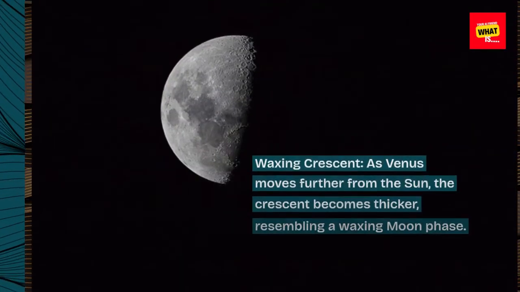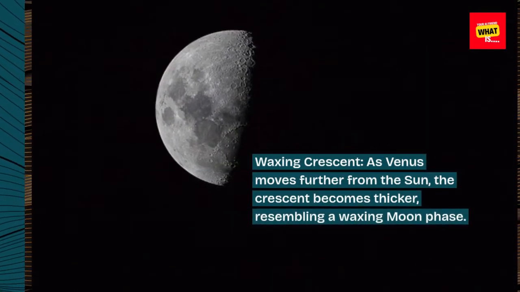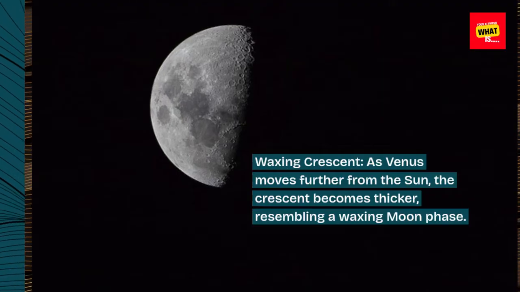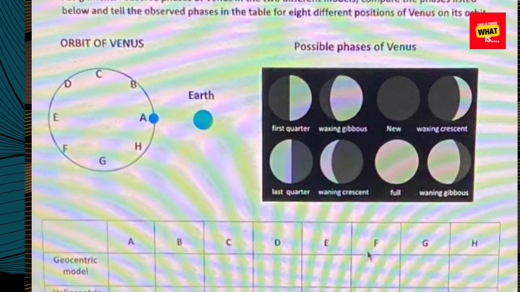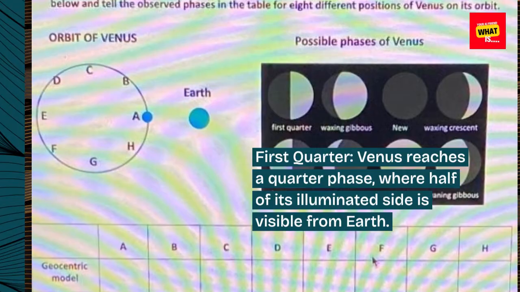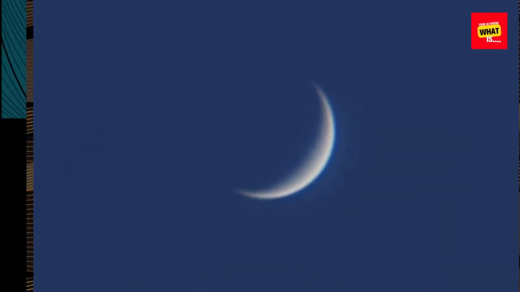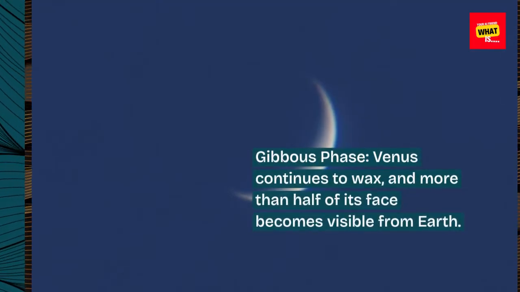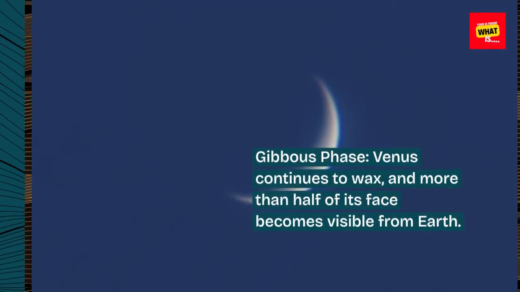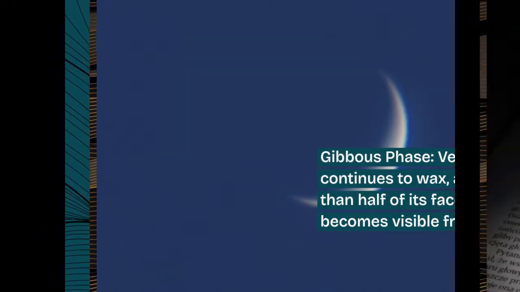Waxing crescent. As Venus moves further from the Sun, the crescent becomes thicker, resembling a waxing moon phase. First quarter. Venus reaches a quarter phase, where half of its illuminated side is visible from Earth. Gibbous phase. Venus continues to wax, and more than half of its face becomes visible from Earth.